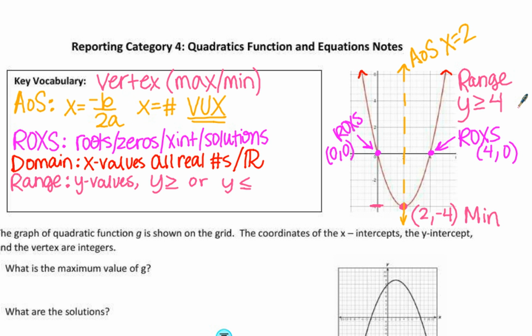All right, now let's say our graph was flipped upside down, kind of like the graph right down here. Then it would be anything less than if it opens down. And one last thing to remember about these guys is our standard form is y equals ax squared plus bx plus c.